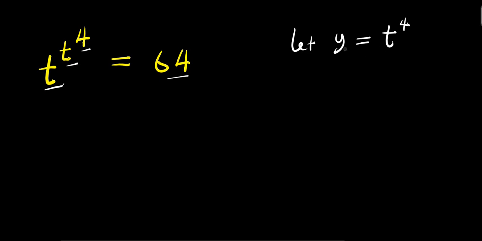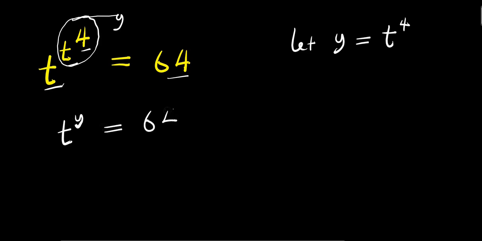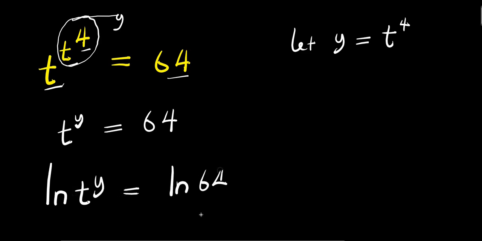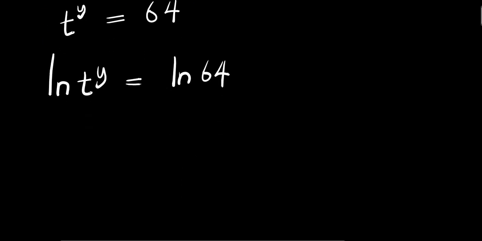So if y equals t power 4, that means this t power 4 here, we will replace it with y. Of t power y equals 64. So from here, I can apply natural log of t power y equals natural log of 64.